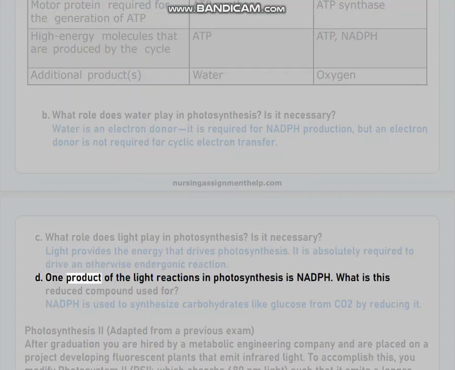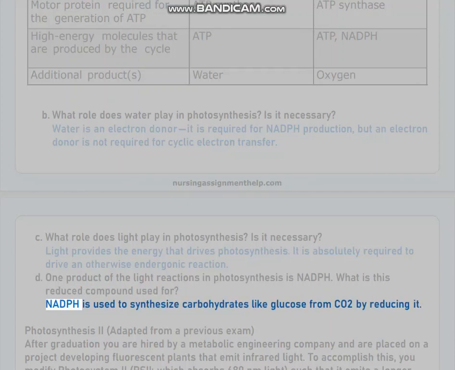D. One product of the light reactions in photosynthesis is NADPH. What is this reduced compound used for? NADPH is used to synthesize carbohydrates like glucose from CO2 by reducing it.